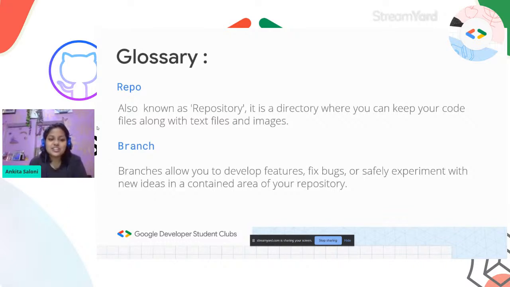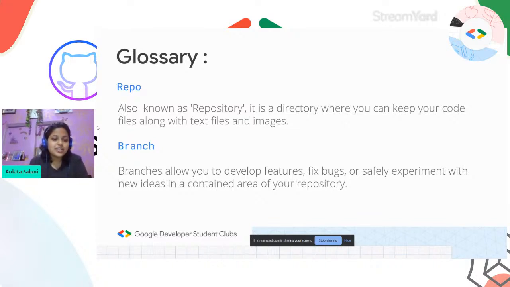So the first one is repo, which is also known as repository. It is a directory where you can keep your code files along with all the text and images. So basically, let us say it's a box in which you are putting all your code files, all the images, all the text files, any such thing that you will need in your project, you can put it in there.